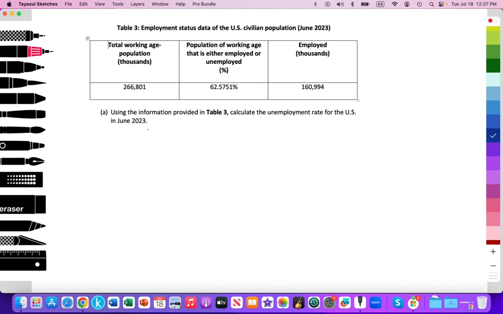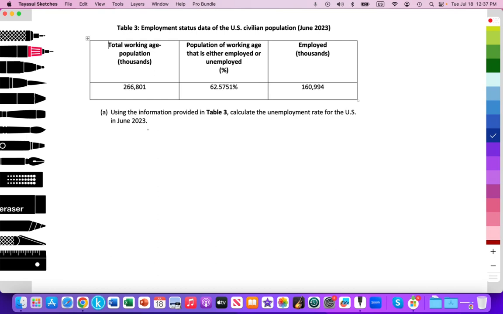I'm going to ask you to pause the video and look at that data and consider the formula for the unemployment rate, and write out how you would solve this question. Pause the video, attempt this question, and then unpause, and we'll see how we can calculate the answer. Go ahead and pause the video now.